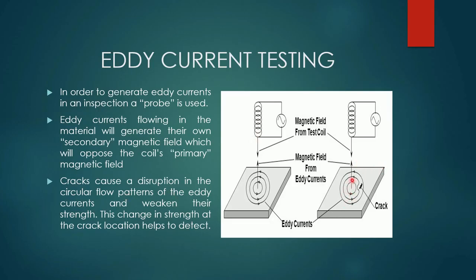So if a crack is present on the object, it causes a disruption in the circular flow pattern of the eddy current and it will weaken their strength. This change in strength at the crack location helps to detect it because the impedance which is produced due to the primary magnetic field will be in a circular form. But if there is any crack, then there will be irregularities of this magnetic field. So the impedance is changed. Due to that, this primary coil's magnetic field will be changed. So that thing will be noted over here on the galvanometer, on the oscilloscope.